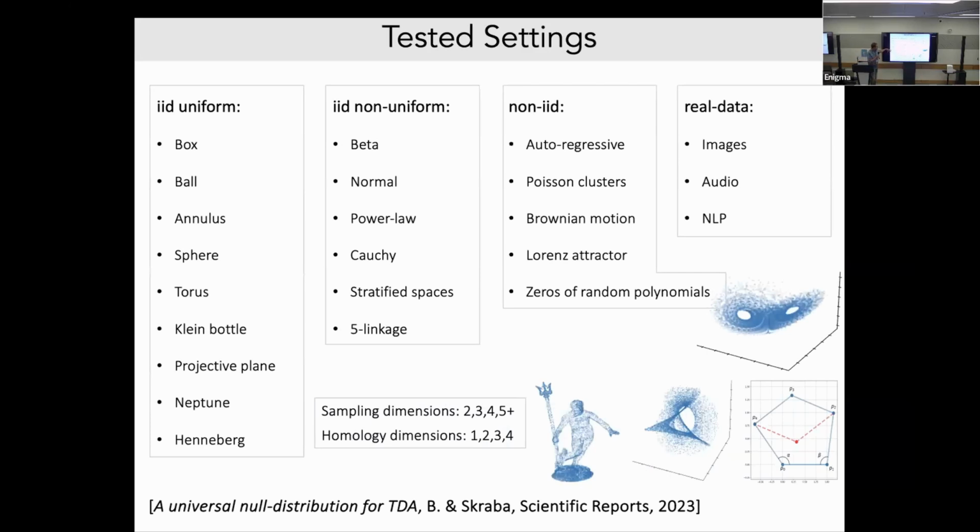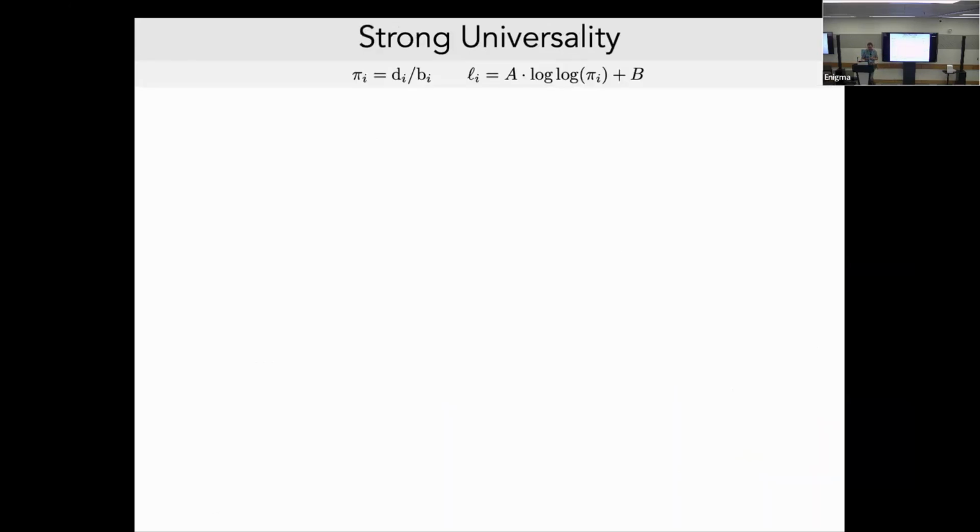And this is, I think, quite an exhaustive list of settings that we tried to check: uniform, non-uniform, non-independent, some real data. We have probably a bit more, different dimensionalities, different homology dimensions. So we put together all these experiments, and our goal is to explore this phenomenon and understand it much better.